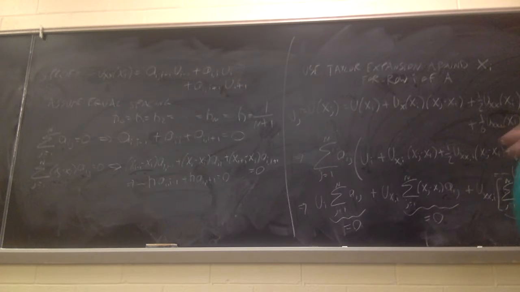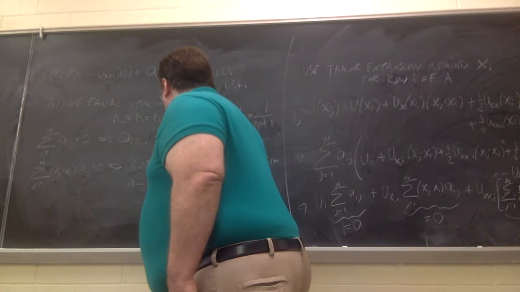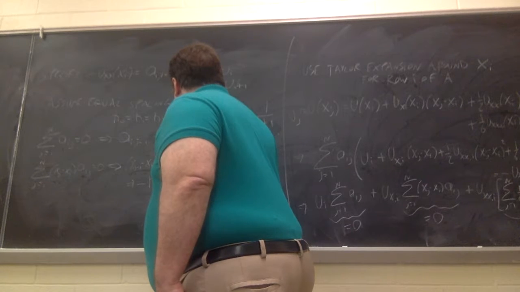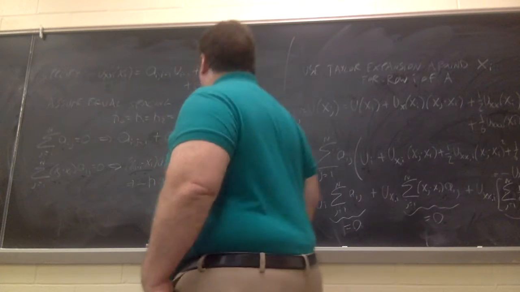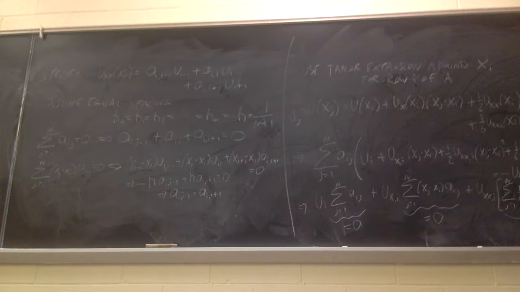Well, now I can simplify that. I can divide through by h. So now I'm saying that this coefficient equals that coefficient. That's a consequence of the equal spacing, plus the fact that it's a second derivative. If it was a first derivative, they'd actually be minus each other.